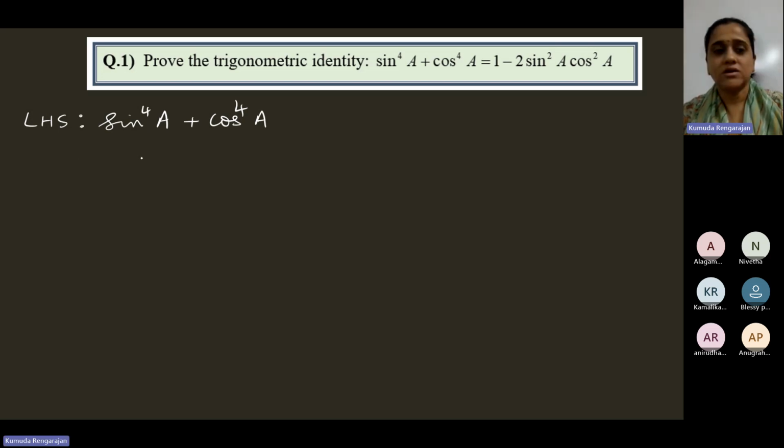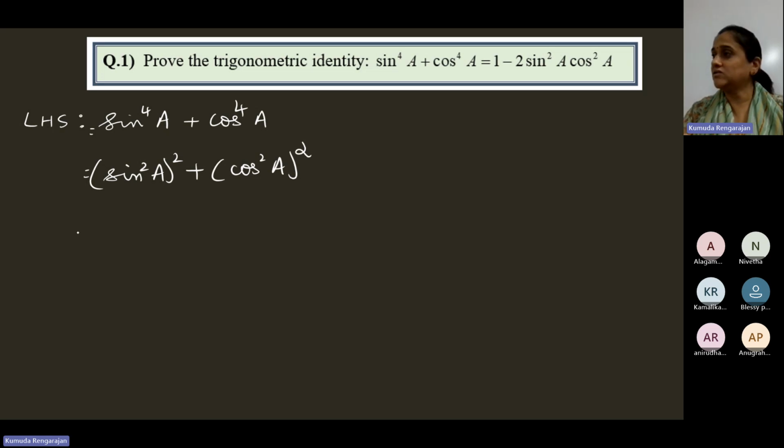I've written the LHS. So can we write it as sine square A the whole square plus cos square A the whole square? Can we write it like this? Because it's already in sine and cos, let's write the power 4 as 2 into 2. Sine square A the whole square plus cos square A the whole square.